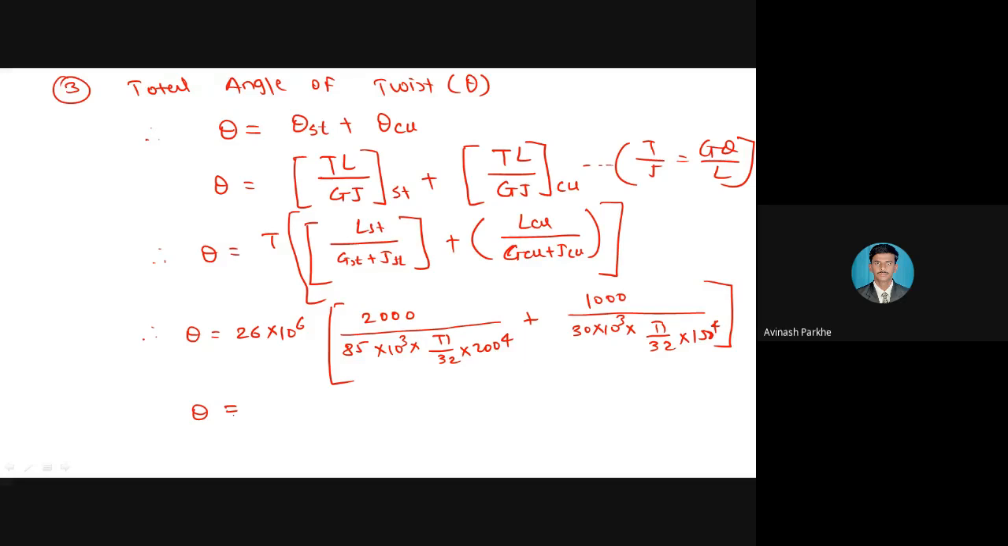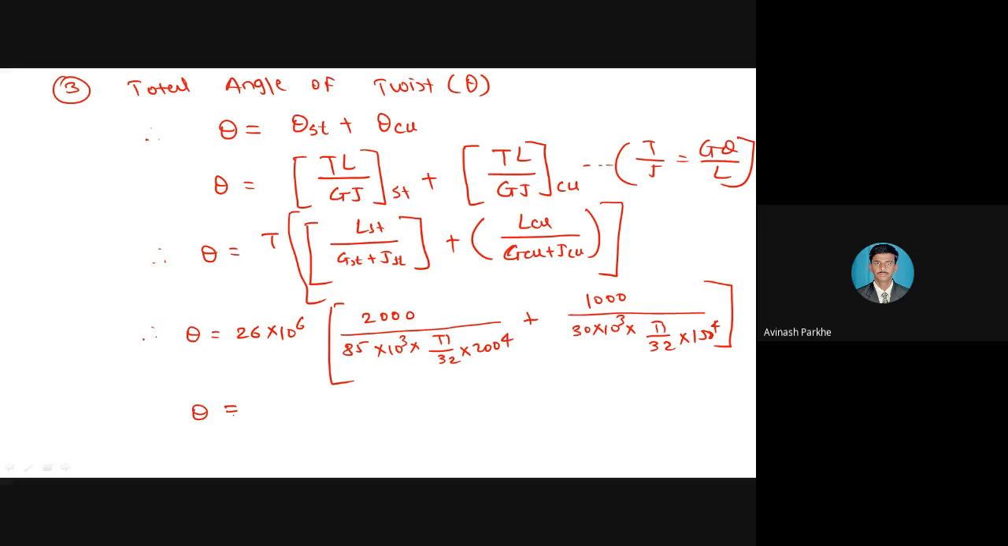Now do the calculations and tell me the value of theta. You will get the theta in radian. Yes, 39.23. This is the shear stress induced in the other shaft material, that is in the copper.